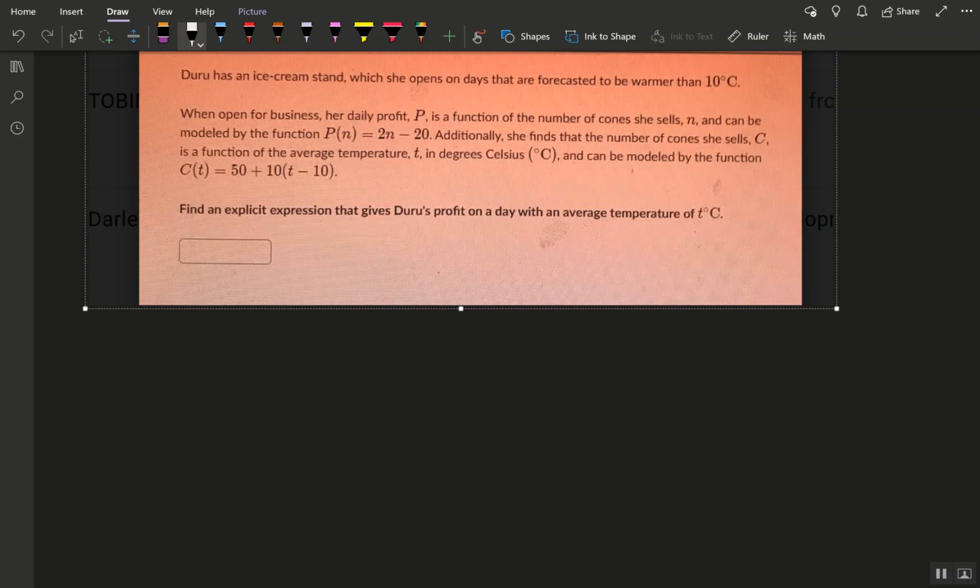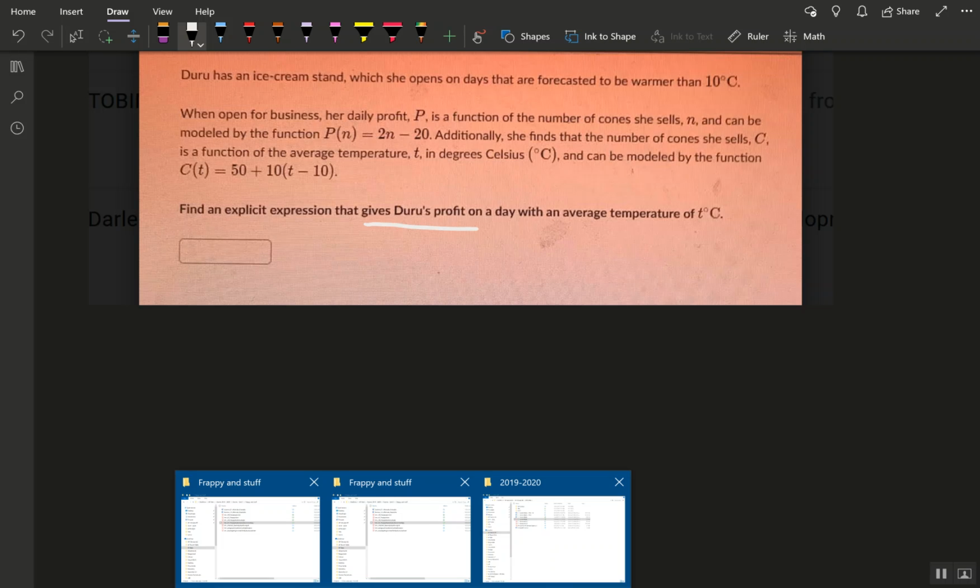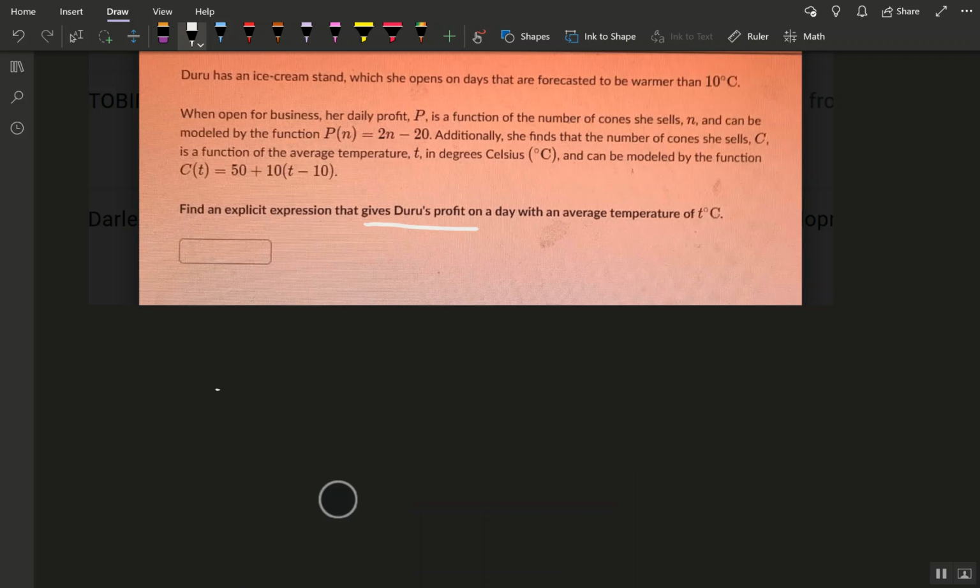Okay, so they want me to find an expression that gives a profit. So we know we want money, so that's a good thing, right? So we want our function, the last function, to be P, and then we're going to put in the cone function C of T. Let me write that. Okay, all right, so we just move along.